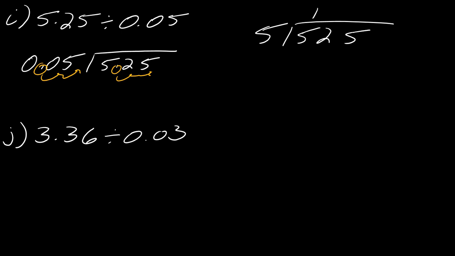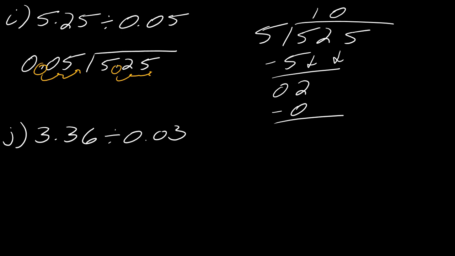So 5 goes into 5 once, so I can subtract off the 5. 5 goes into 2 0 times, and then I can just subtract off the 0 and bring this 2 down, and then bring the 5 all the way down, and then 5 goes into 25 5 times. So the final answer here would be 105.